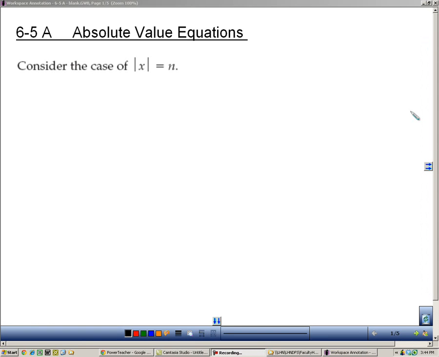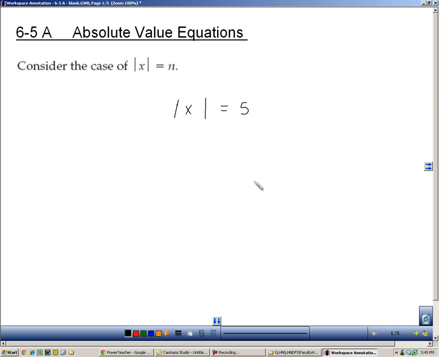Section 6.5a is about absolute value equations. It's when you have an equation that involves an absolute value and the variable is inside of the absolute value symbol. To do this, I want to look at a specific absolute value, and that's the absolute value of x equals 5. Now in the past we've learned what absolute value means.